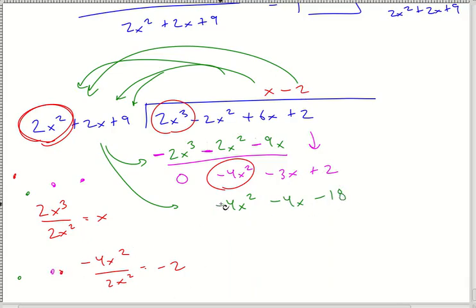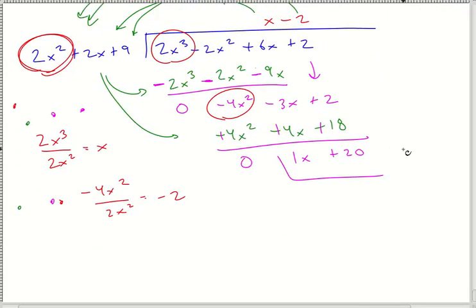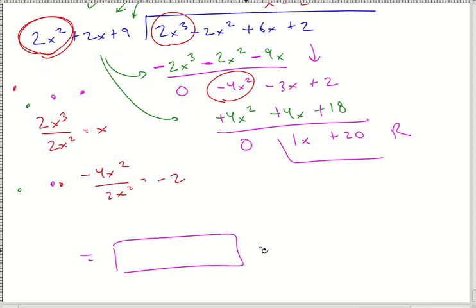Switch all your signs. Positive, positive, positive. Zero it out. Here we got a 1x, and here we got a 20. And that's my remainder. So remainder, quotient. And so I'm going to build the boxes again. We're going to see what goes in here.